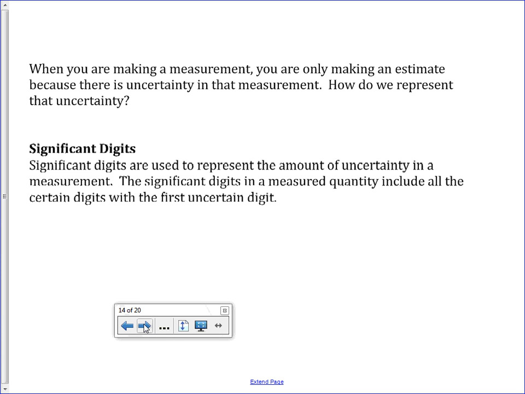So the thing to note is that when you're making a measurement, any measurement, you're only making an estimate because there's actually uncertainty in that measurement. So how do we represent that uncertainty in the numbers that we write down? Well, this is where significant digits come into play. Significant digits are used to represent the amount of uncertainty in a measurement. The significant digits in a measured quantity include all certain digits, so the ones that you're certain about, and it also includes the first uncertain digit.